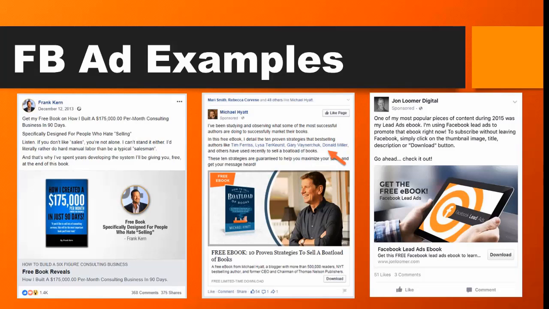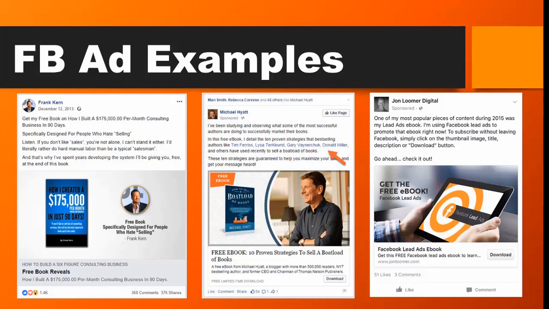A few more by some individuals now. Frank Kern on the left, get my free ebook on how to build a $175,000 per month consulting business in 90 days. What's he giving away? An ebook. Michael Hyatt, boatload of books. He's talking about 10 proven strategies to sell a boatload of books. Again, free ebook. We've got John Loomer Digital on the right hand side, a prominent figure in the Facebook advertising space, and he's giving away a free ebook, all about Facebook ads and the rest of that.